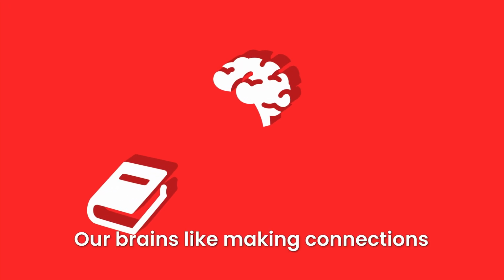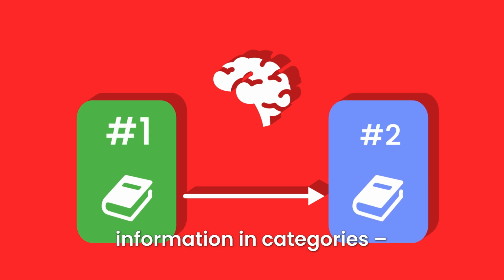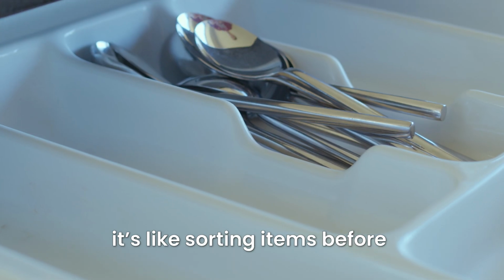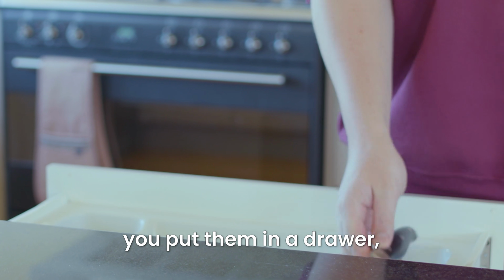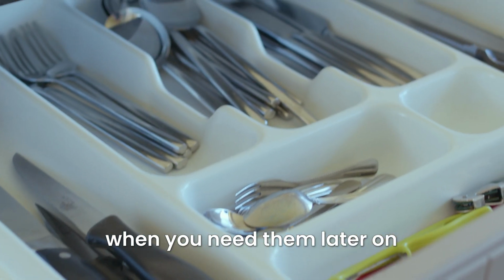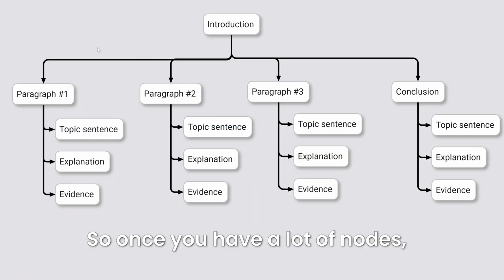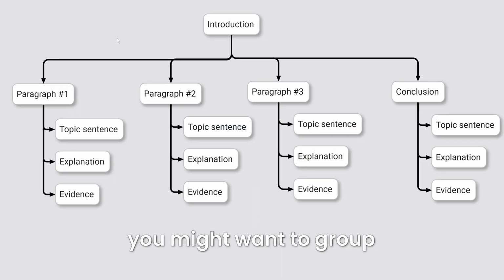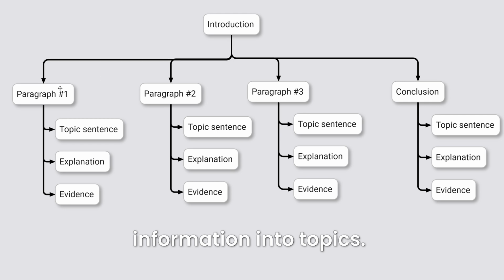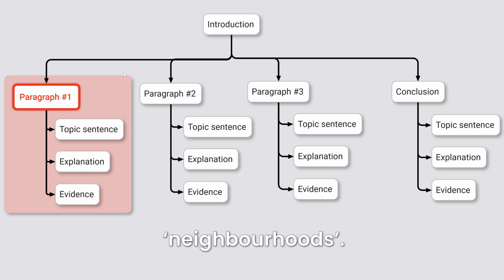Our brains like making connections between ideas, and they also love to put information in categories. It's like sorting items before you put them in a drawer, making it easy to find them when you need them later on. So once you have a lot of nodes, you might want to group information into topics. You can do this using colourful backgrounds called neighbourhoods.